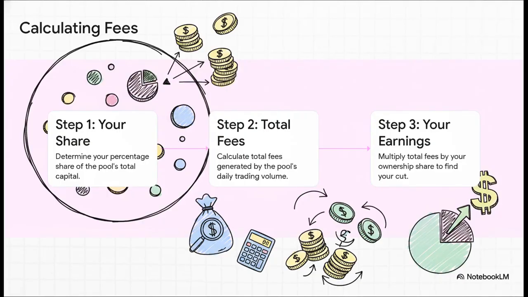So how is your cut calculated? It's actually pretty straightforward. It's all proportional. First step, you figure out your share of the pool. Let's say you put in $10,000 into a pool that's worth $1 million total. That means you own 1%.